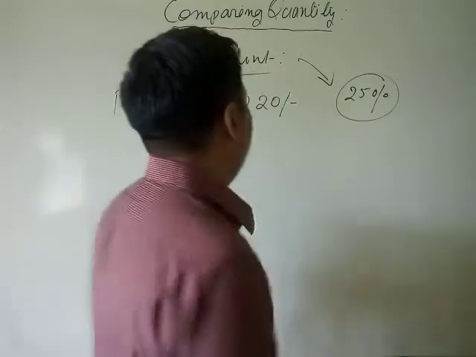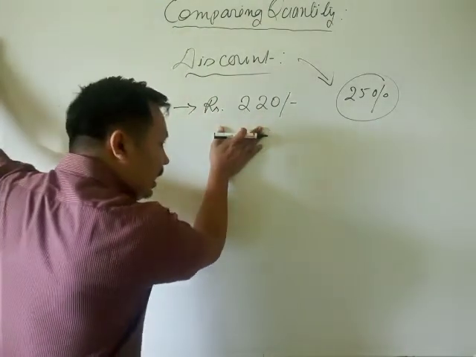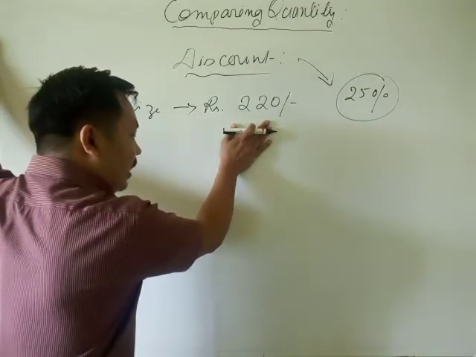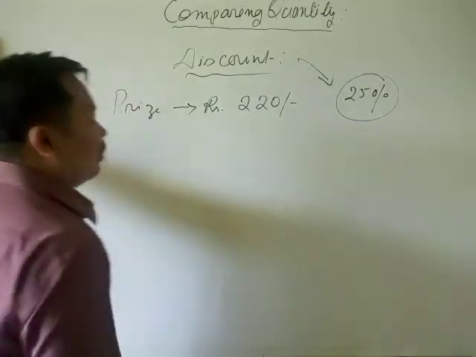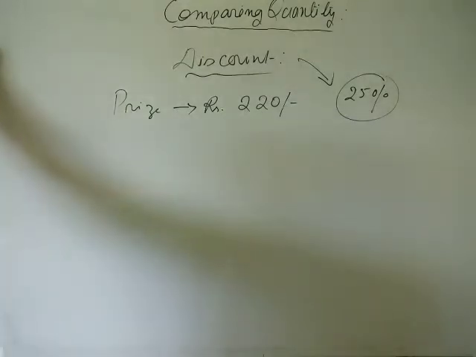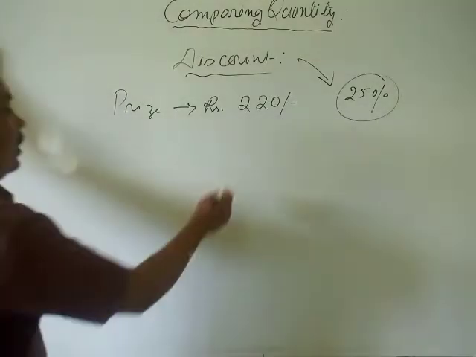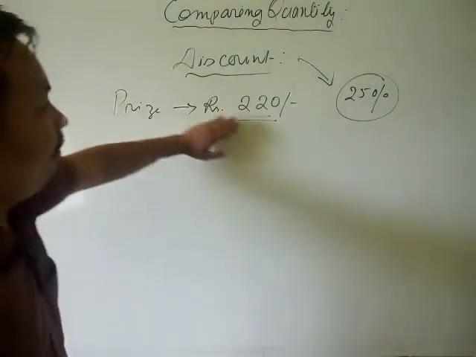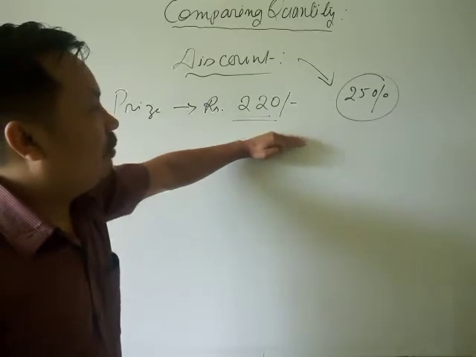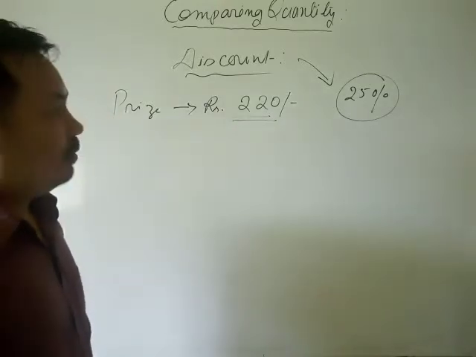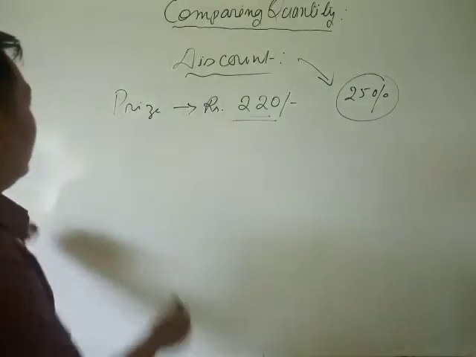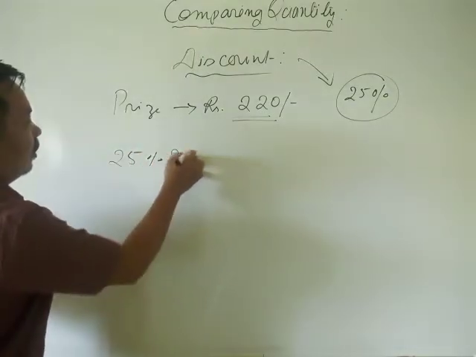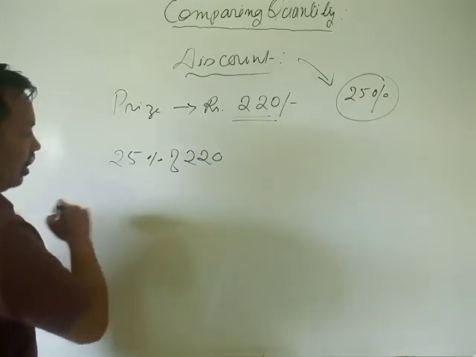Let us take an example: a shirt which was 220 rupees and has a discount of 25%. Then what you are going to do is, from this price, the original price, the market price, 25% is to be deducted. So what is 25% of 220? How much do we get here?